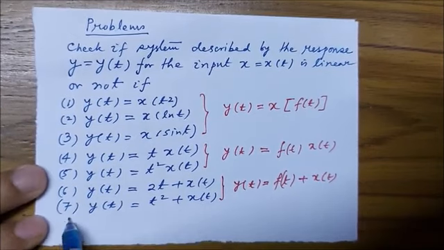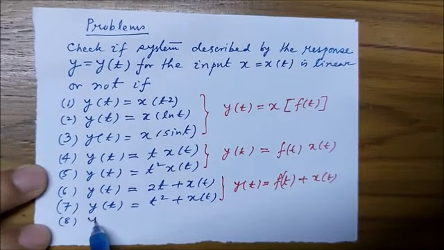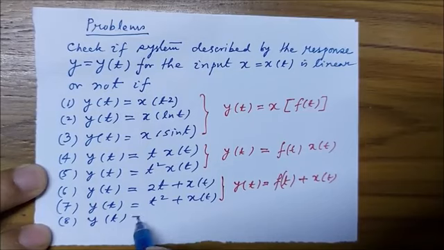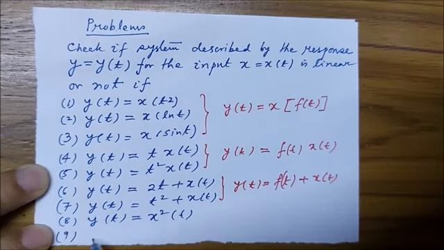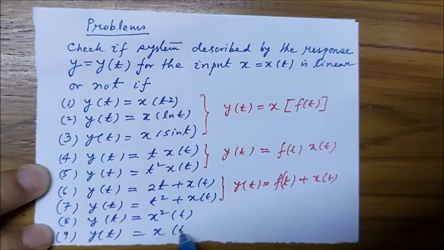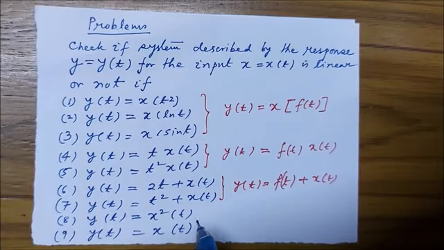Two more problems. One is the 8th problem, which says that y of t is x square of t, and the 9th problem says that y of t is x of t. So we will solve these problems one by one.